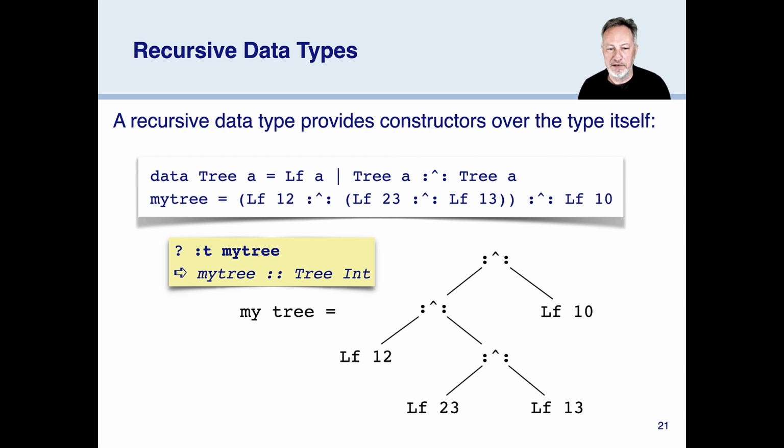Haskell provides a special operator called :t, which allows you to ask what the type is of a particular value, variable, or expression. So if we ask what the type is of my tree, it will say it's not a tree of A's, but it will detect that it's actually a tree of integers, because the leaf nodes all contain integer values. If we had stuck strings in there, it would come back and tell us that my tree is a tree of strings, or lists of characters.